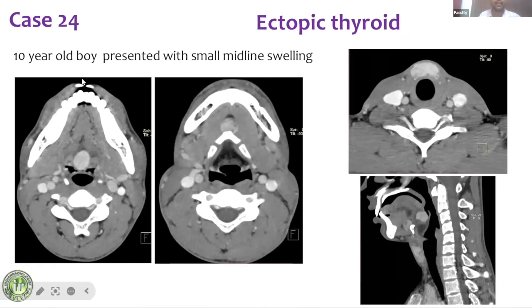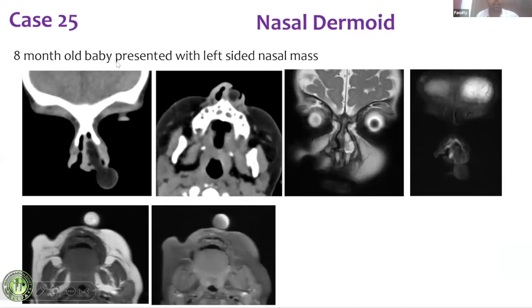This is another case. This is a 10-year-old boy presented with a small midline swelling. You can see on the CT images there is an intensely homogeneously enhancing structure in the midline anterior to the trachea, but this is not the normal location. It is looking like a thyroid, but it is not in the normal location. It is just a midline oval lesion above the normal location of the thyroid. You can also see another similarly homogeneously enhancing structure at the base of the tongue. So this is a lingual thyroid, and an ectopic thyroid above its normal location can also present with a midline neck swelling.